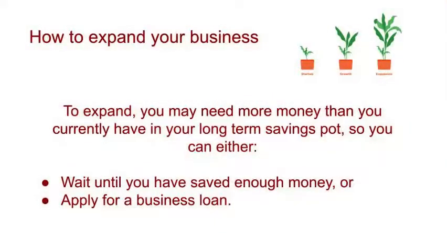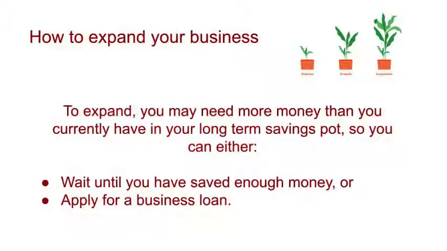So for example, to expand your business, you may need to buy some new equipment. It might be to be able to produce more things more quickly. And it may be that you've got some money already saved up in your long-term savings pot to spend on this equipment. Or it may be that you don't have quite enough in that money pot. So what do you do?